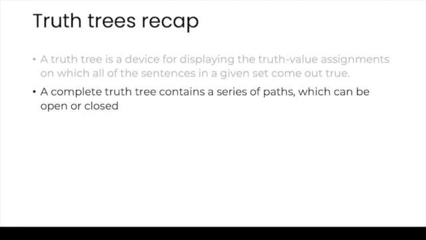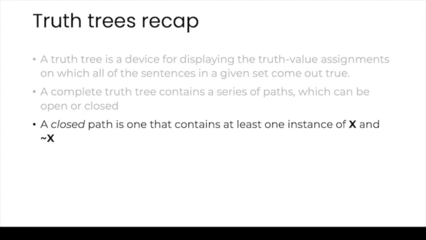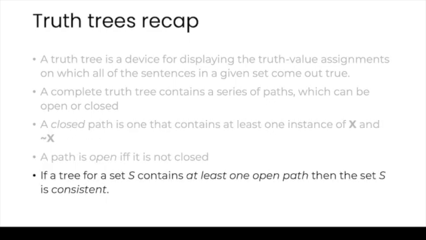A complete truth tree contains a series of paths, which can be open or closed. A closed path is one that contains at least one instance of X and not X, and a path is open if and only if it is not closed. If a tree for a set S contains at least one open path, then the set S is consistent. Otherwise, the set is inconsistent.